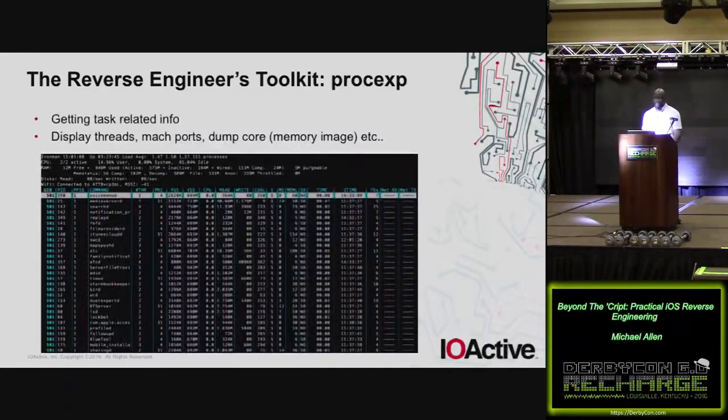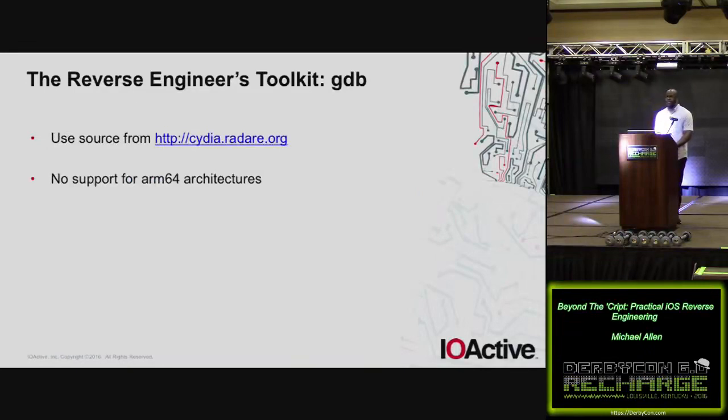procexp, for getting task-related info, so you can display threads, map ports, dump core images, and a whole lot more. And then, of course, there's GDB.